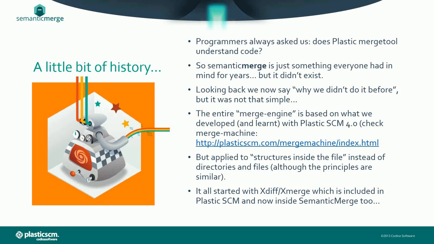It all started a few years ago when we released something called Xdiff and Xmerge, or crossdiff if you prefer. It's up to you, right? It is currently included in Plastic SCM and is also right now in Semantic Merge. It's a text-based merge tool and diff tool which is able to track moved pieces of text. It was our first step towards what we have right now, Semantic Merge. At the end of the day, the whole Semantic Merge is something that we had in mind for years, but we were trying to develop all the technology to actually make it happen.